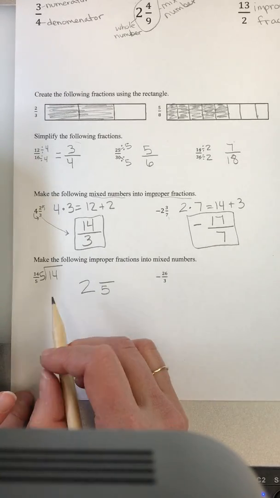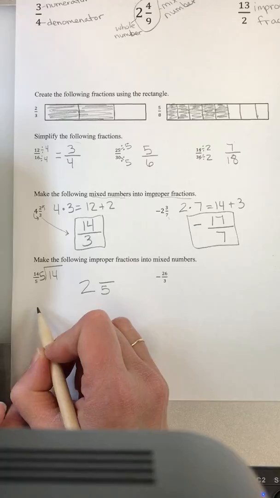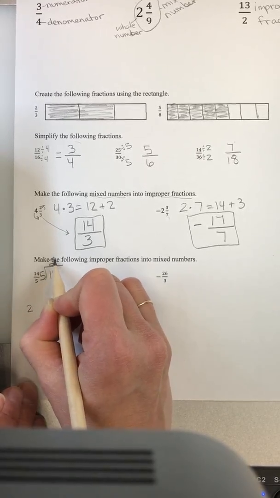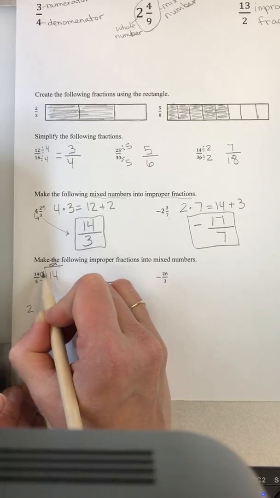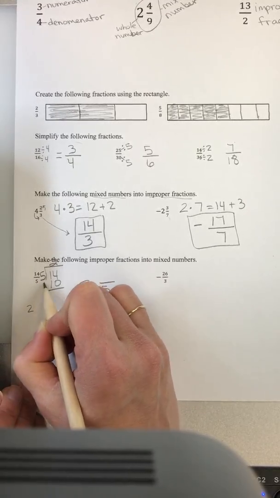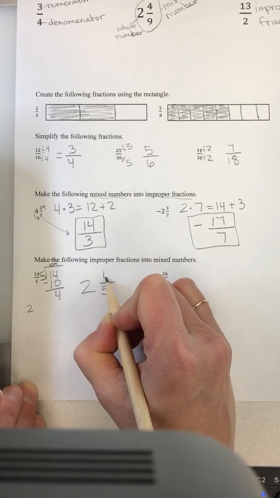But in order to do that, if I got 2 8/10, I'm going to multiply. So 5 will go into 14 2 times. 2 times 5, I get 10. I'm going to subtract these. My remainder is 4. That becomes my new numerator.